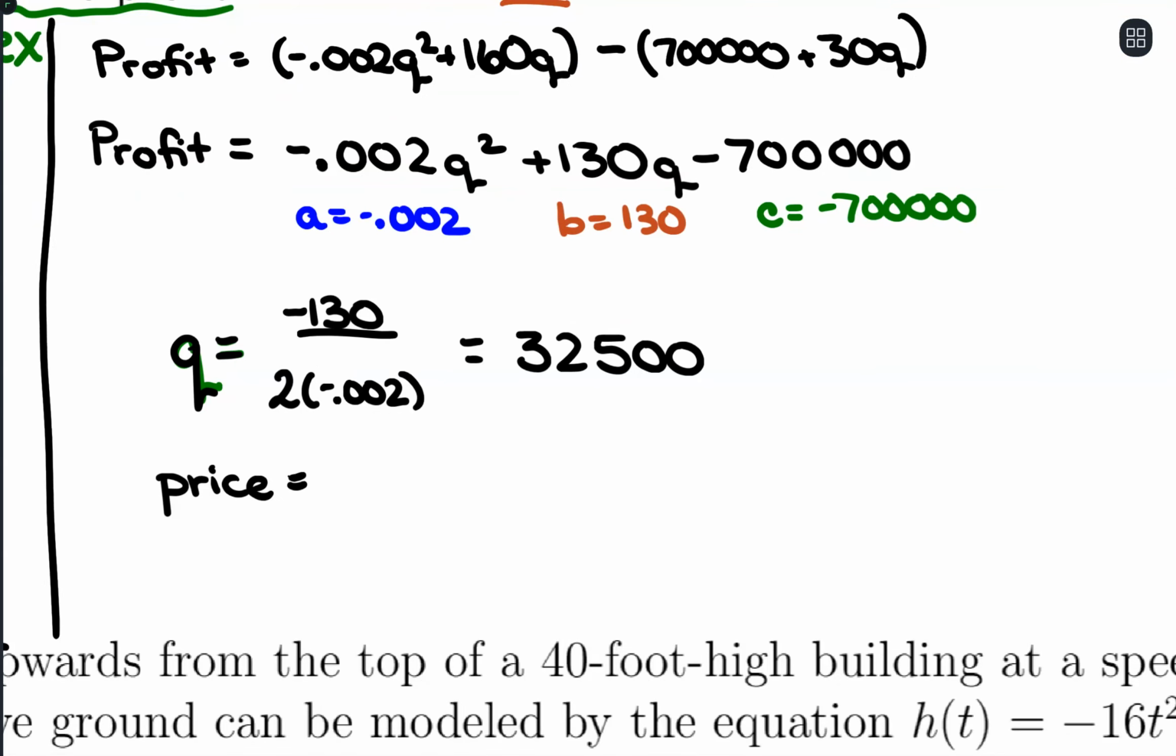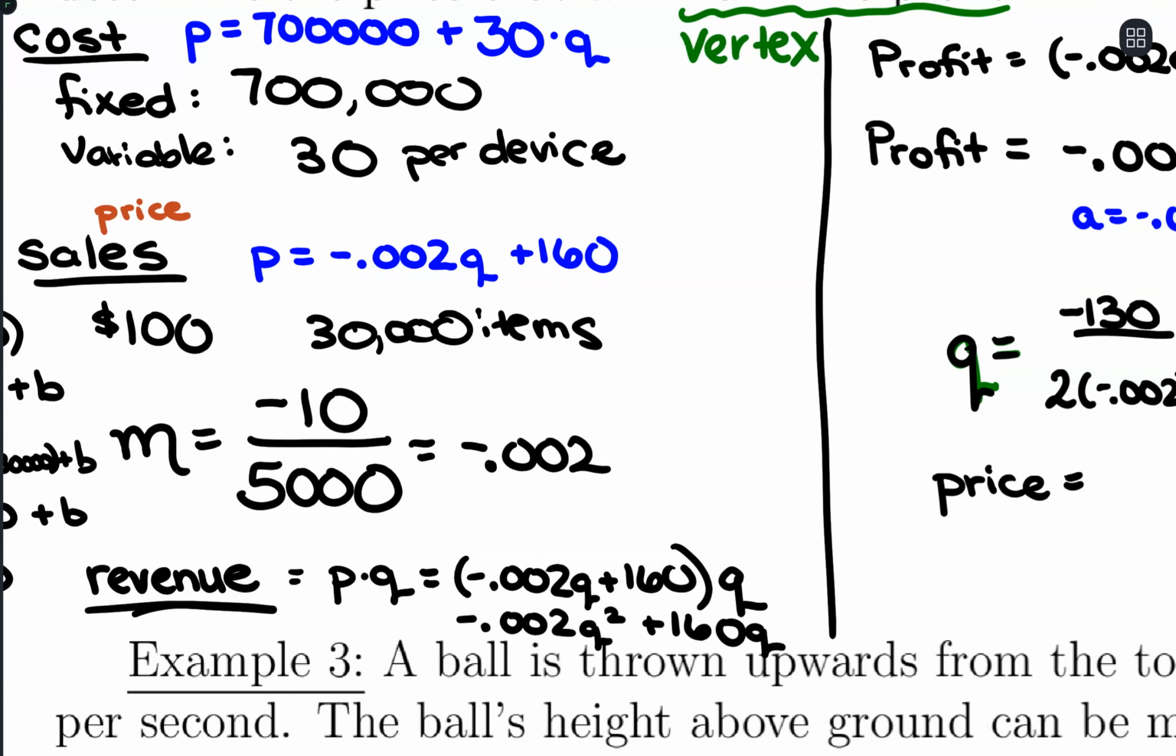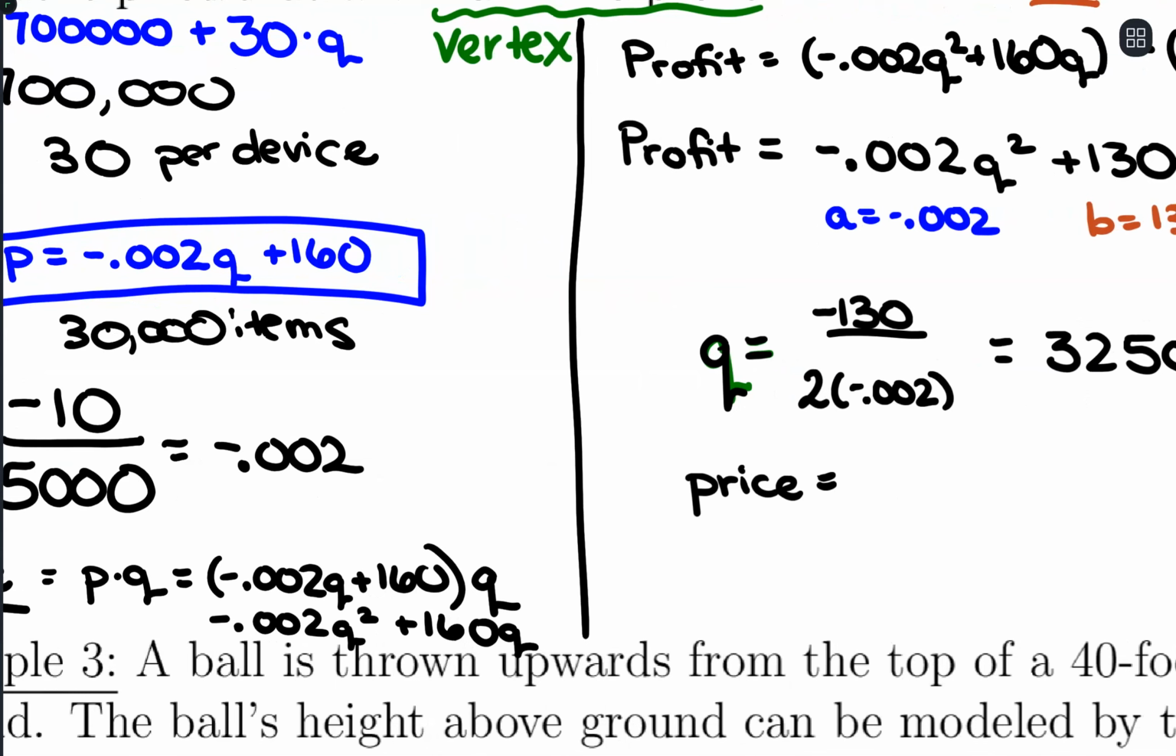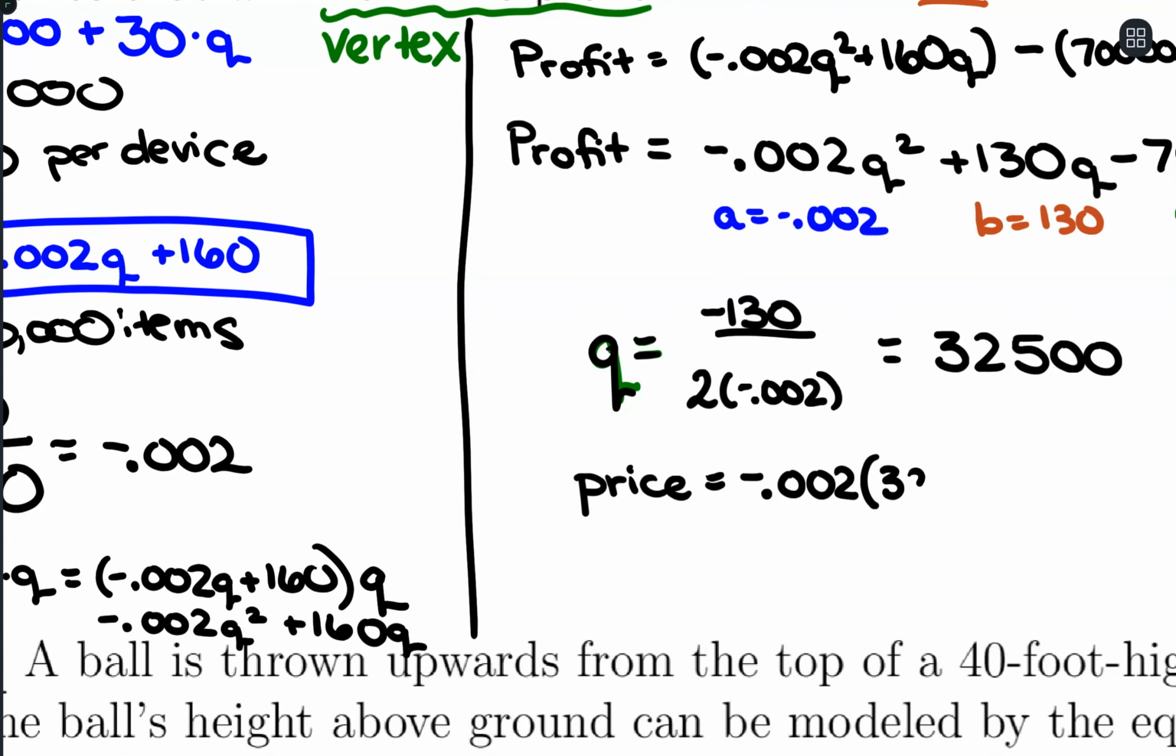So for price, we have two equations. Maybe that's what I should have done up above, instead of P, I'm going to change that: cost equals the 700,000 plus 30Q. In terms of price, we're using this equation from sales, P equals negative 0.002Q plus 160. If I want the price that will maximize the profit, I take negative 0.002 times Q, which we just found would be 32,500, plus 160. So price, if we plug that in, should be 95.